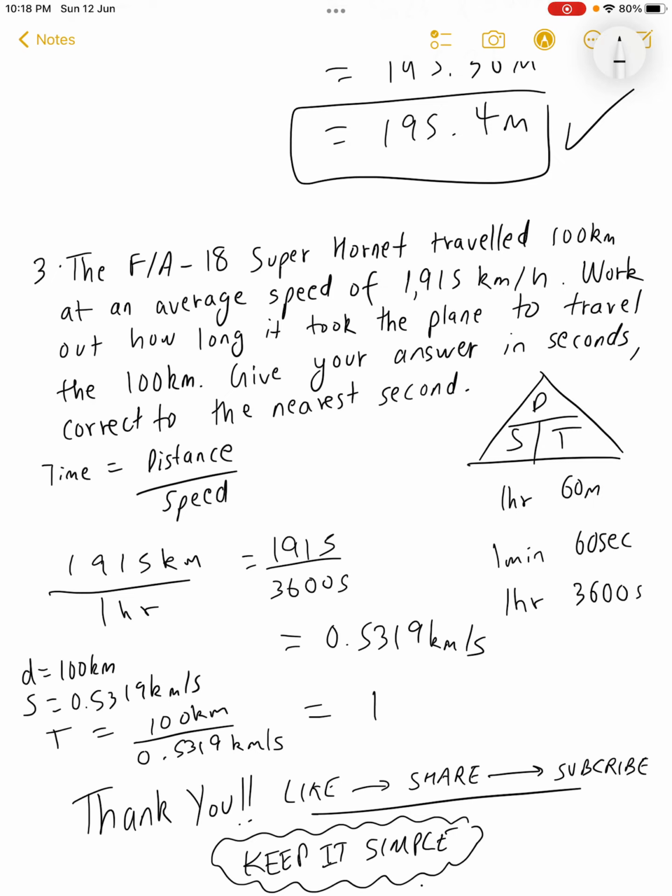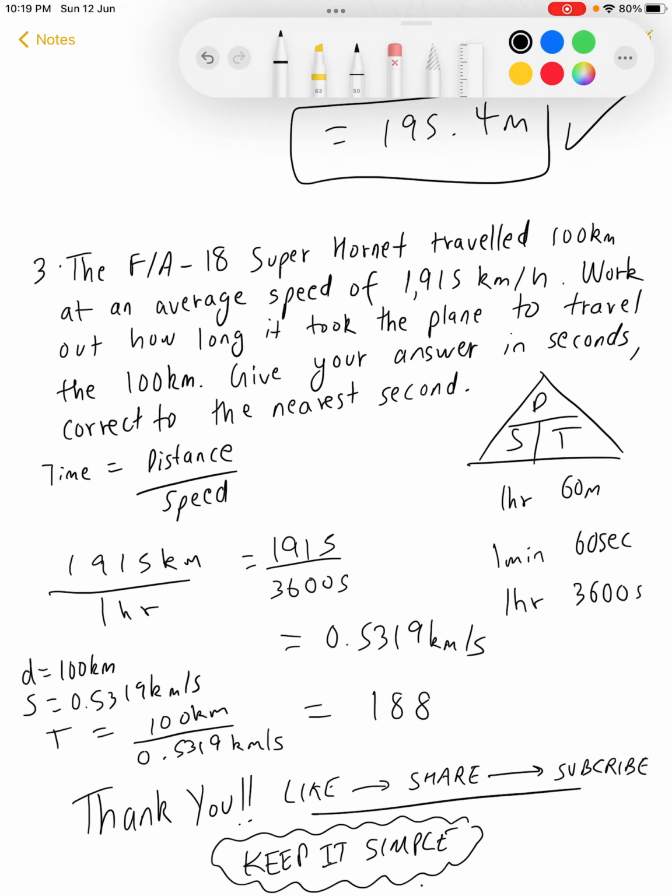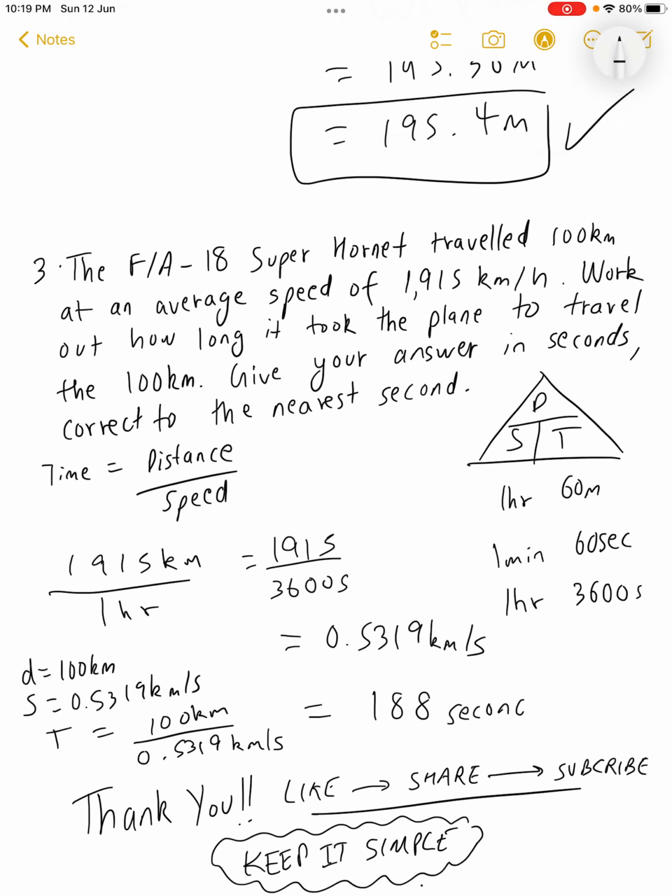That should give you about 188.005. Since it's the nearest second, and you know the time is in seconds, it should be giving you about 188 seconds. So this is your final answer to the nearest second: 188 seconds. This should give you some good 3 marks.